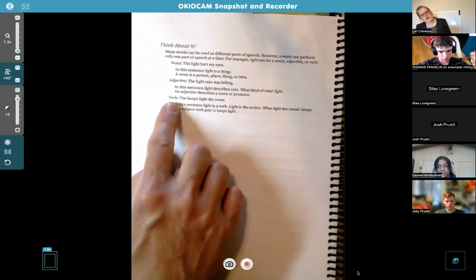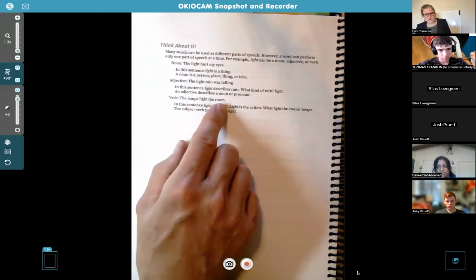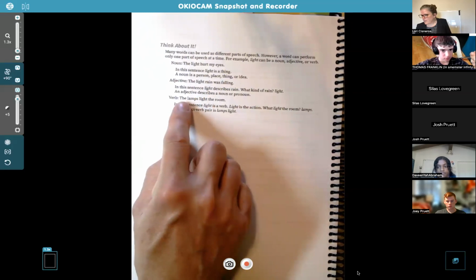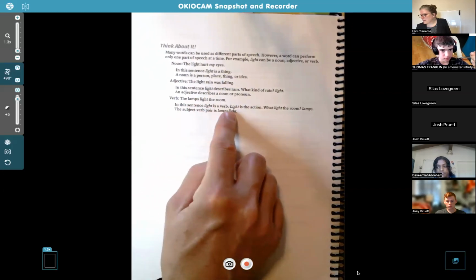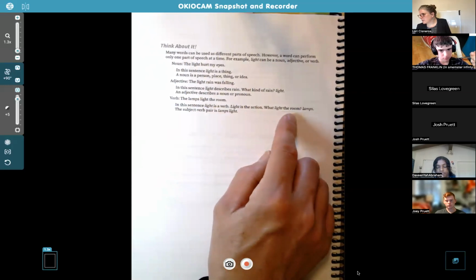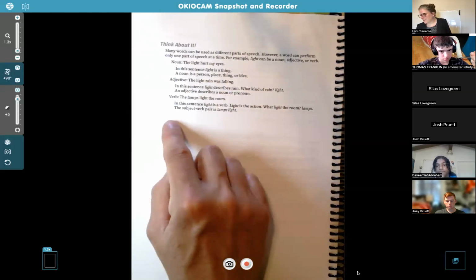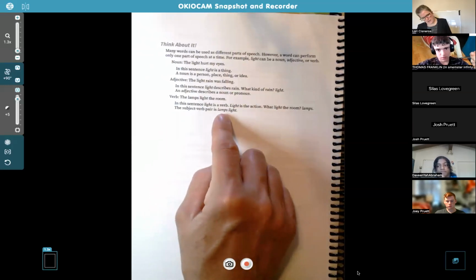It can be a verb, like this sentence: the lamps light the room. It's performing an action. The lamps light the room. So in this sentence, light is a verb, light is an action. What light the room? Oh, lamps, right? Lamps light the room. The subject verb pair is lamps light.